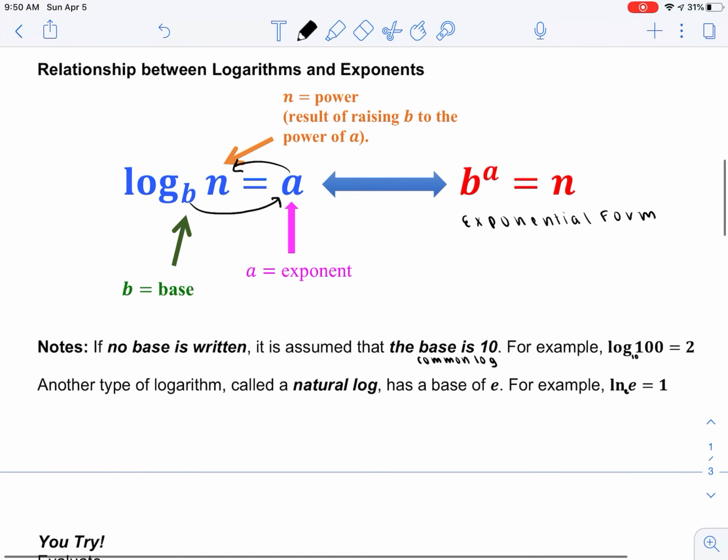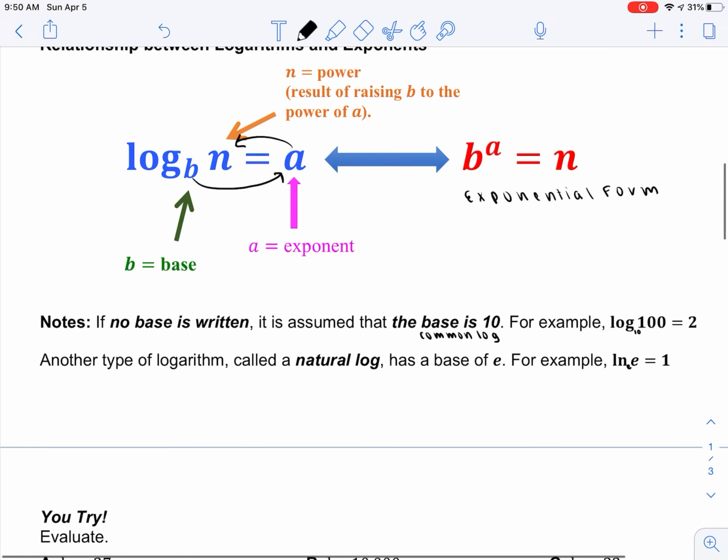And then you're going to be asked about the natural log, and just know that the base of a common log is 10 and the base of the natural log is e. Now, I would like for you to pause the video and try the you-try problems, and then when you're ready to check your answer, please restart the video.